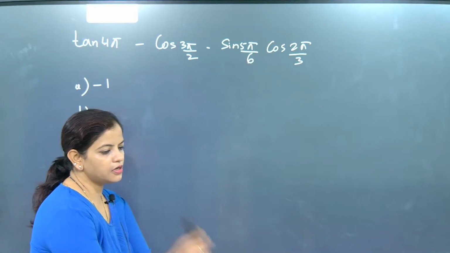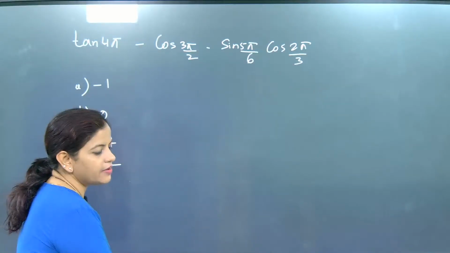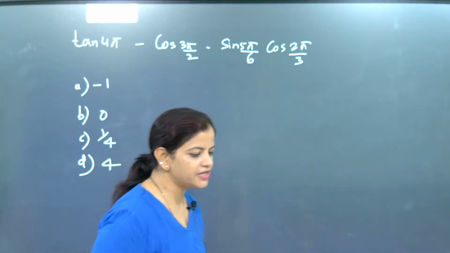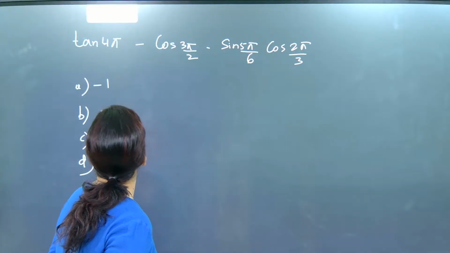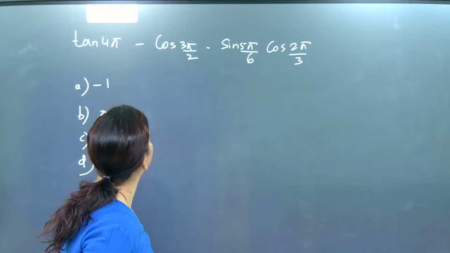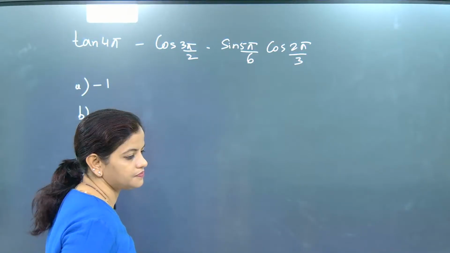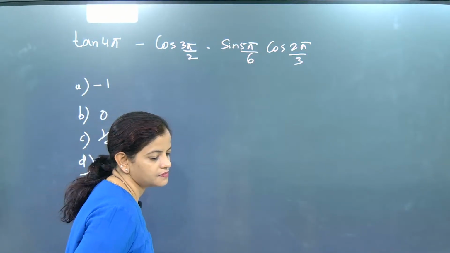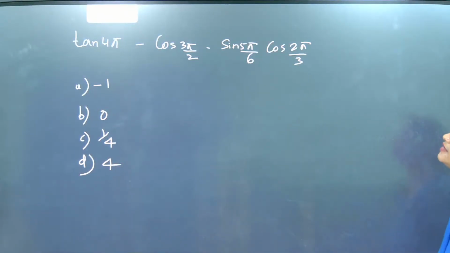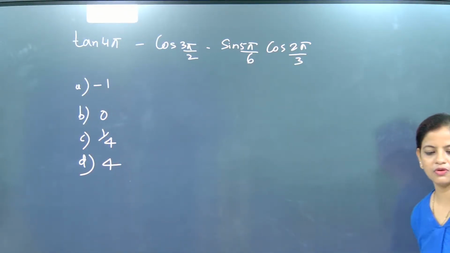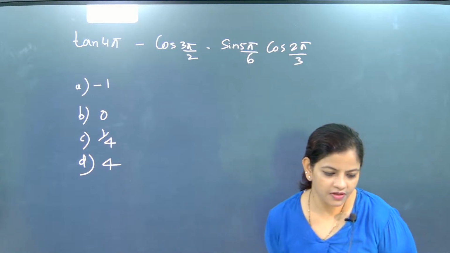Come on, go for it. Solve the question, please. So I'm waiting. I'm going to wait for you. Solve it and send me the answer. Say the answer. Say the value. Cos 3 pi/2. What can cos 3 pi/2 be? Cos 3 pi/2. Rishabh.